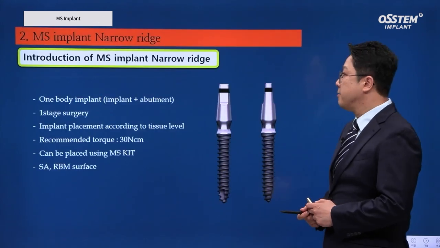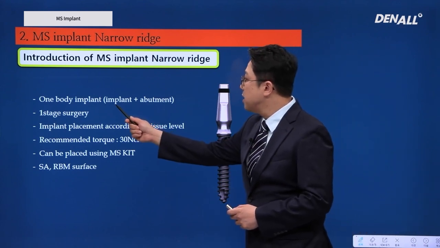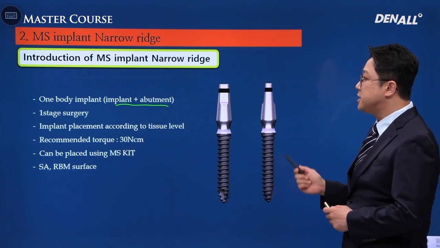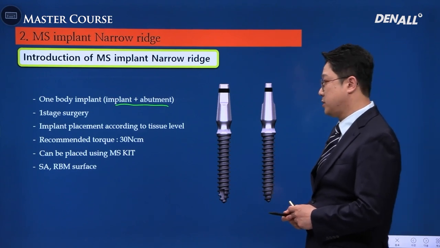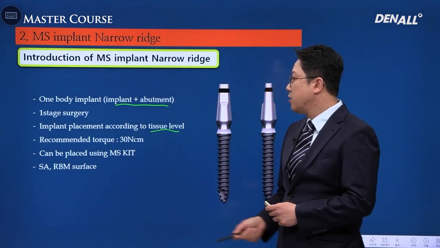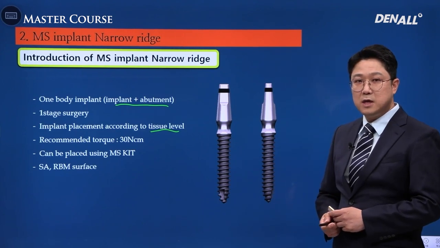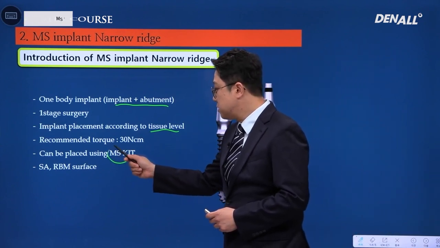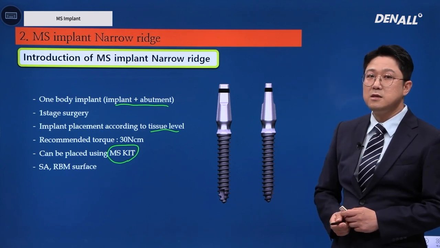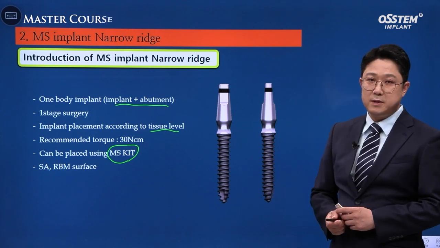As mentioned, the implant is one piece implant, and surgery is done in one stage manner. Implant is placed tissue level. The recommended placement torque is over 30 newton centimeters. You need to use MS kit, which is a specialized surgical kit for placing MS implants. The surface can be divided into SA and RBM.